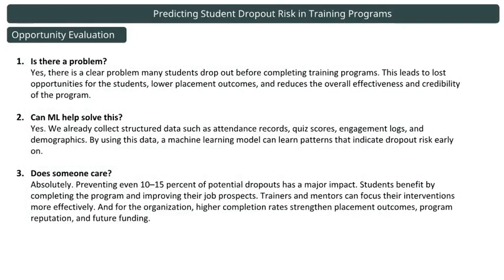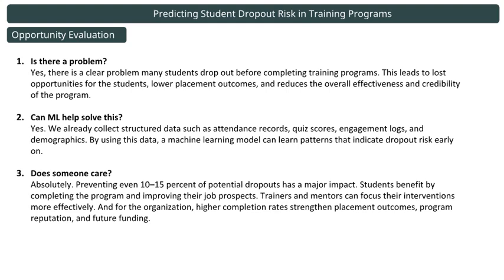First, is there a problem? Yes. Many students drop out before completing training programs. This not only impacts their future opportunities, but also reduces placement outcomes and the overall credibility of the program. Second, can machine learning help solve this? Absolutely. We already collect a lot of structured data such as attendance, quiz scores, and many more. With this data, a machine learning model can learn patterns that signal early risk of dropout.